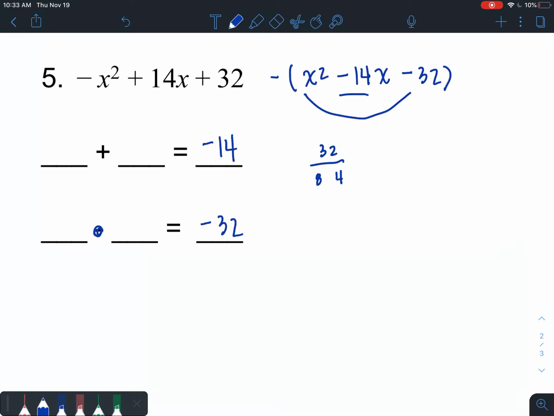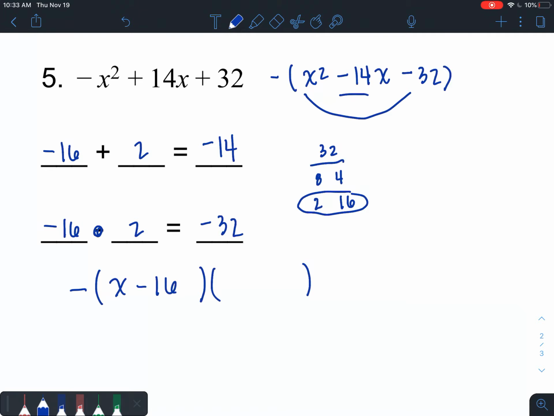I've got 2 and 16, and you know what? I can make a combination that is 14. If I have a negative 16 and a positive 2, that gives me negative 14, and that does multiply to be negative 32. So I'm going to write my final answer as, remember that negative out front, because we factored out that negative right there, and then I have x minus 16, x plus 2.